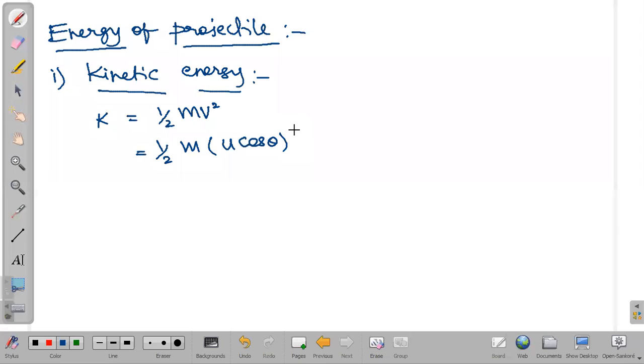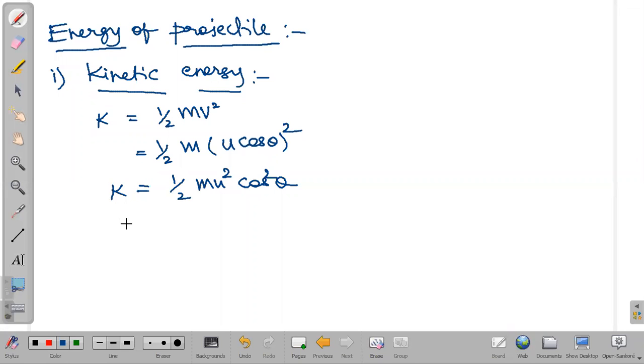So the velocity I have written and I will be writing its square. Now, half m (u cos theta) whole square. If I expand this further, what do we get? Half m u square cos square theta we will be getting, right? So this is the kinetic energy part for the projectile motion.